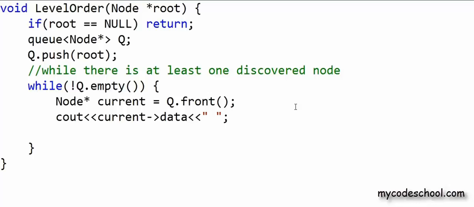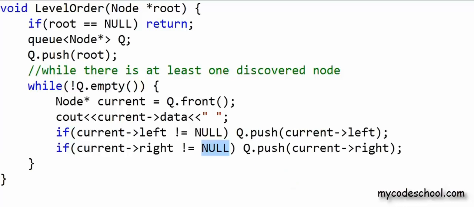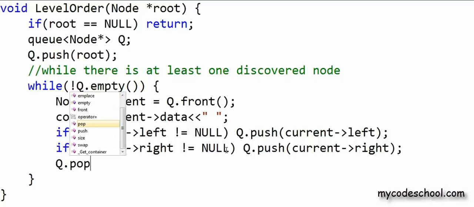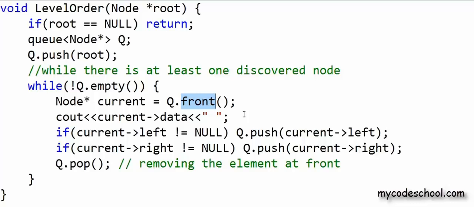and now we want to push the addresses of the children of this node into the queue. So I'll say that if the left child is not null, insert it into the queue, and similarly if the right child is not null, push its address into the queue. And I'll write one more statement to remove the element from the front of the queue. With a call to front, the element is not removed from the queue. With this call, pop, we are removing the element.